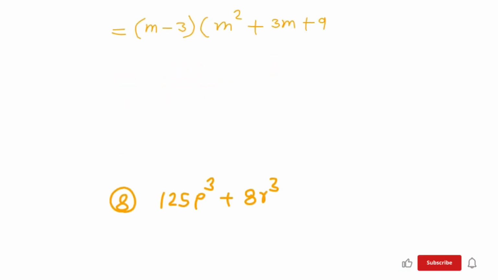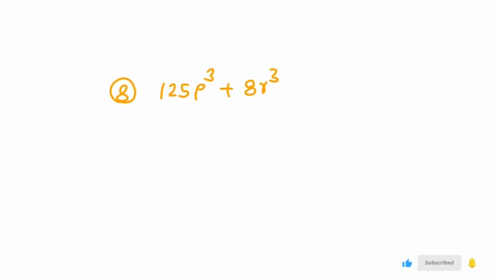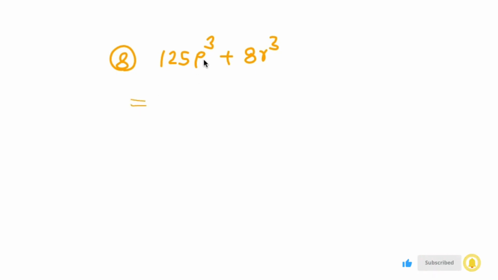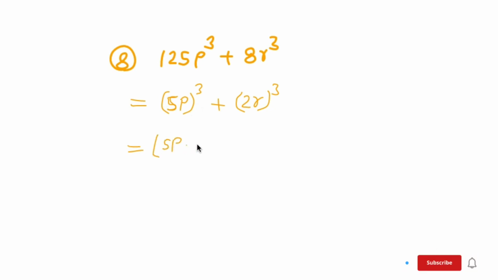Okay. Now the eighth question. Here it looks like the sum of cubes formula. So 125 is 5 cube. So 5p cube, this is 5, plus 8. 8 means 2 to the power 3. So 2r to the power 3. Okay, this is the sum of cubes. So here 5p plus 2r and a square. A square is 5.